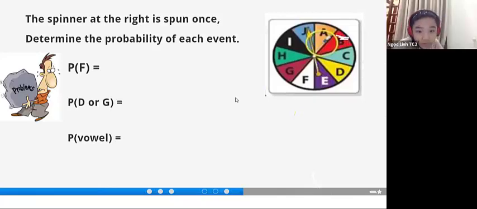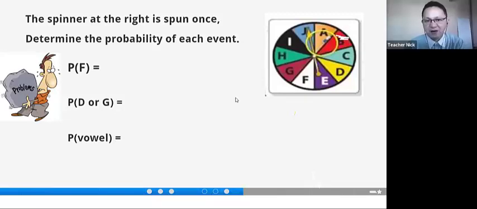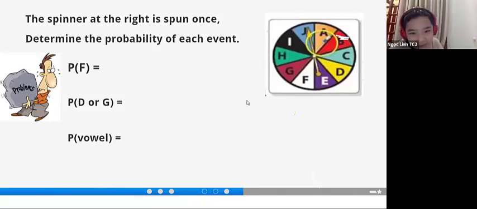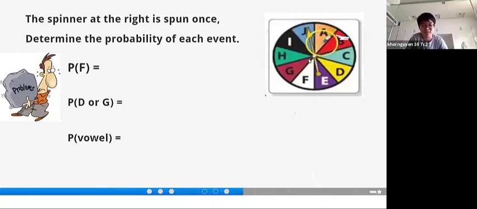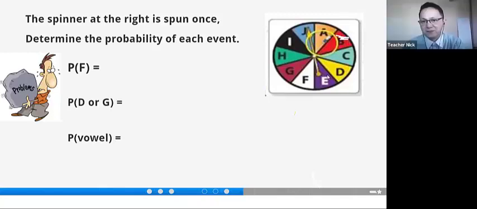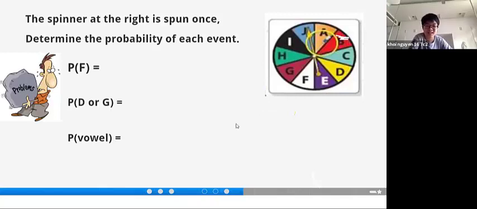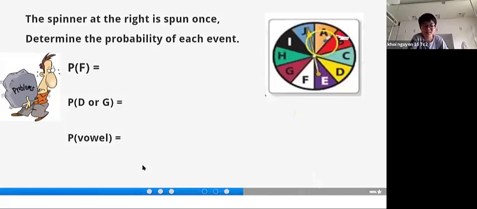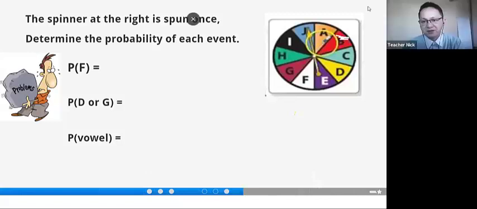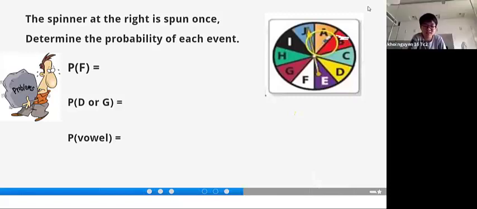Okay. Next. The probability of having a vowel. Do you know what a vowel is? Yes. How many vowels are there in this wheel? 3. 3 vowels: A, E, I. So 3 out of 10, or 0.3, or 30%. Very good.